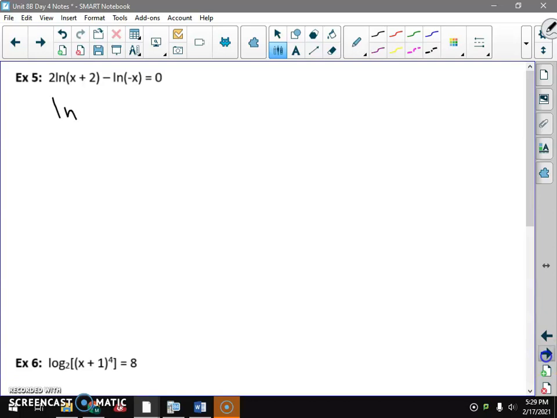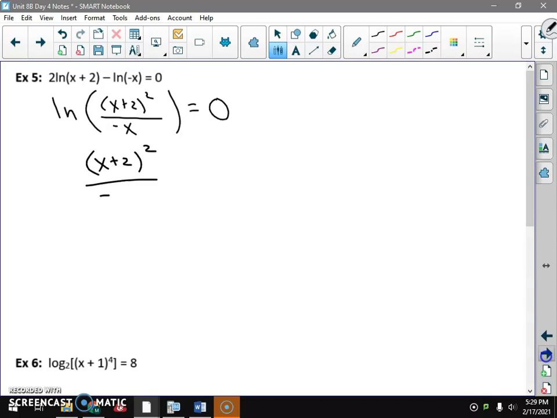I'm going to do 2 steps at once. I hope you're okay with this. Log of x plus 2 squared divided by negative x, all equal to 0. I synthesized, I combined them to a single log. Why? So I can now say e to the 0, also known as 1, equals that. Cross multiply, negative x equals, I'm going to FOIL this now, x squared plus 4x plus 4. Subtract the x over. X squared plus, add the x over, plus 5x plus 4 equals 0.